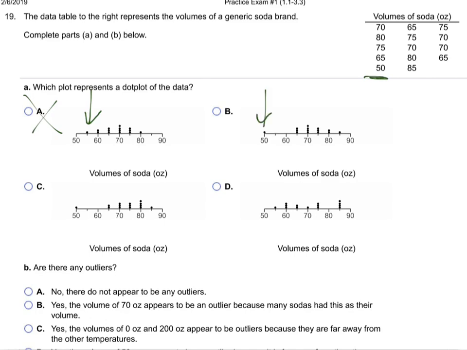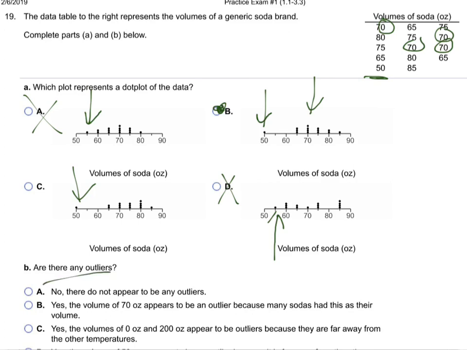B has a 50, but it has 4, C has a 50. C has 470s. But D's out, huh? D's lowest is a 55. That's wrong. So it's either B or C, right? And what's next? 470s. Does it? 1, 2, 3, 4. Yeah, 470s. Is that 4 dots? I can't tell. Yeah, it looks like 4. You'll have to look close. So it looks like it is B. So just look close at the dots.